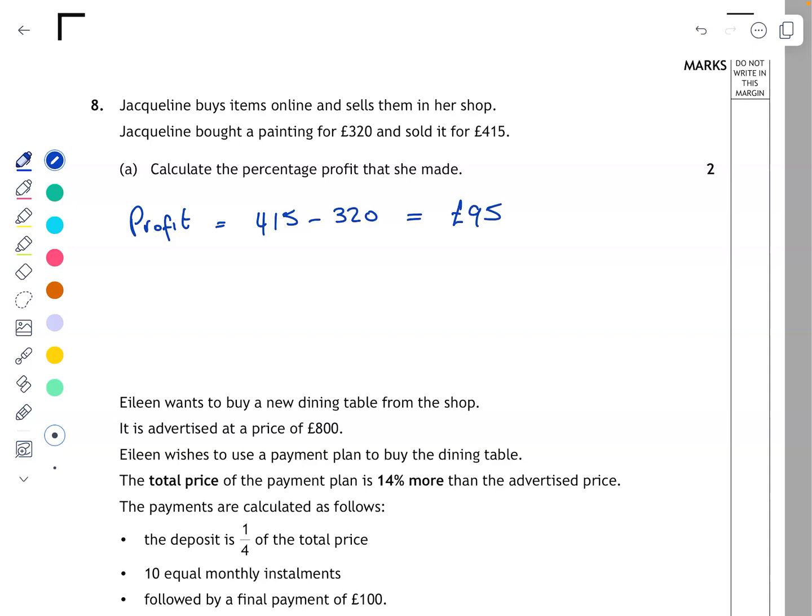And now we want to convert that to a percentage profit. So to find the percentage profit, we take the profit, we divide it by the original price, which is £320, and then we times it by 100 to get it into a percentage. So we're doing 95 divided by 320 times 100. And we get 29.69% profit.